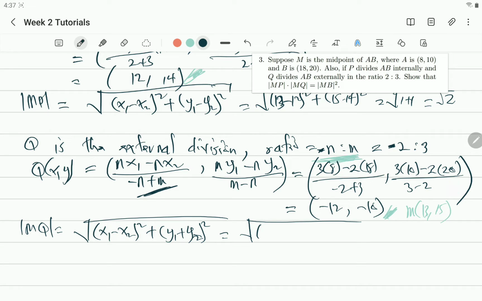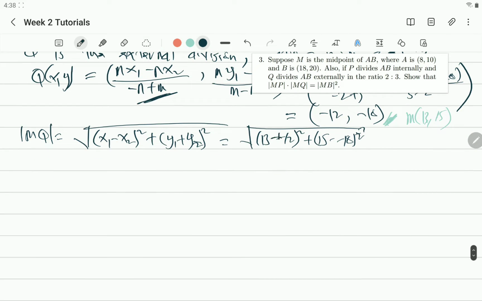So with these two values, we are doing the evaluation, and that is going to be, so x1, if m is x1, y1, then we have 13 minus minus 12, which is going to be positive eventually, plus we would also have 15 minus minus 10 all squared. Remember that it is two negative, so this place becomes positive, this place becomes positive. Eventually we have square root of 25 squared plus 25 squared.